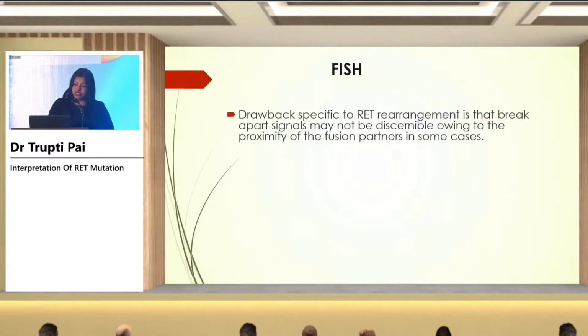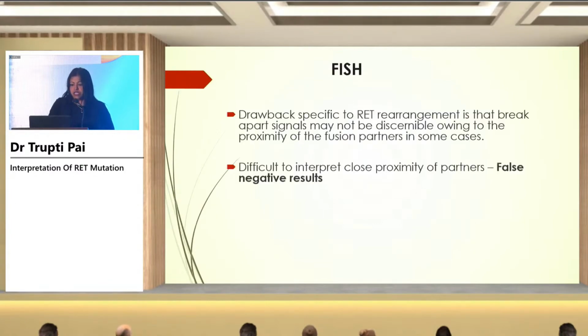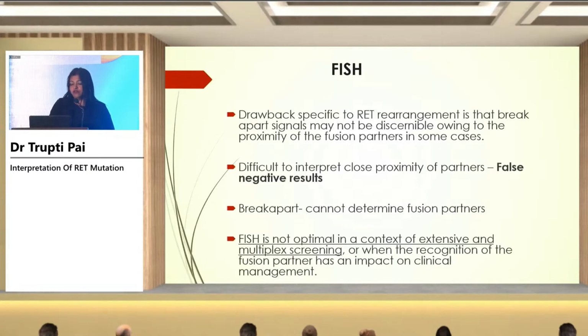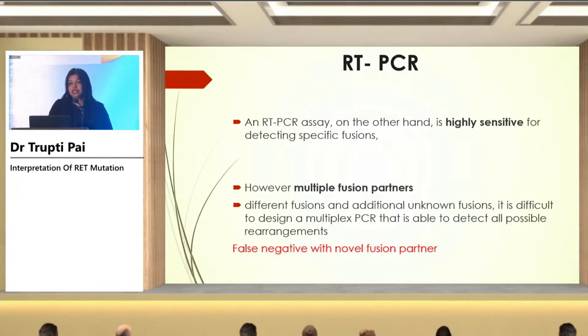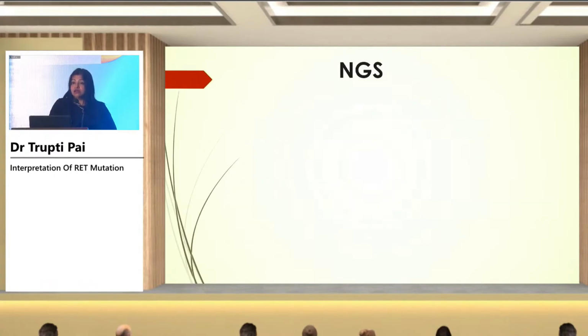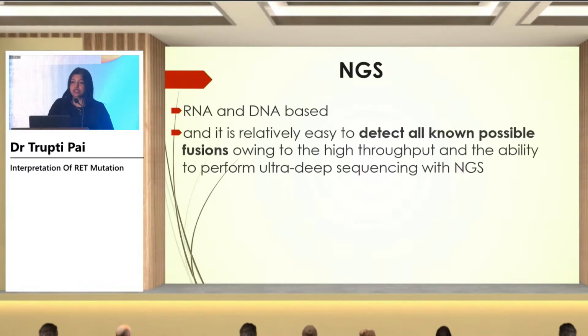So when it comes to FISH, the close proximity can lead to a false negative result. And also when you use break apart, you cannot determine the fusion partners. So it is also not an optimal platform to be used for RET. Next, coming to reverse transcriptase PCR. It is highly sensitive and specific. But when it comes to multiple fusion partners in a diagnostic setting, you cannot devise different primers and do so much multiplexing. And even if you do, there is always a chance that you might miss the fusion partners, leading to false negatives. Then comes the last platform, that is next generation sequencing.